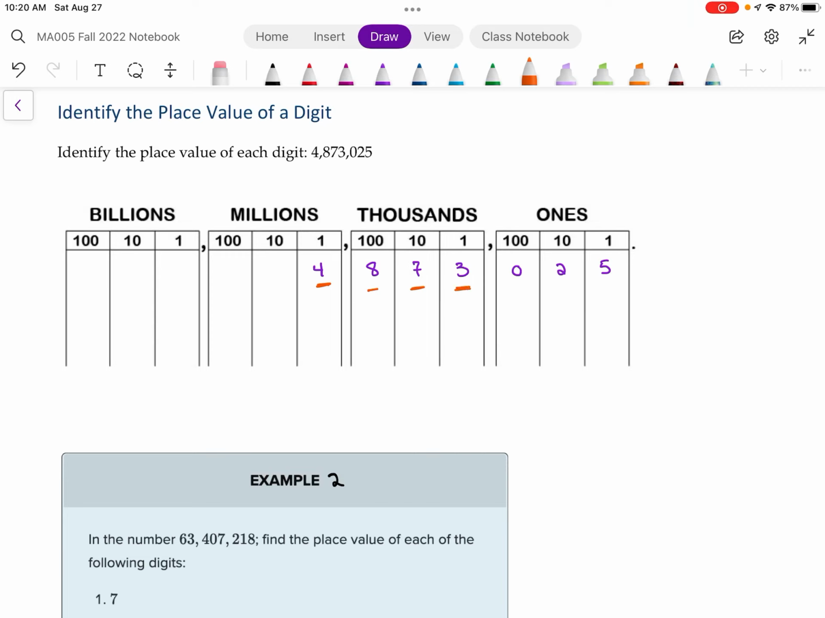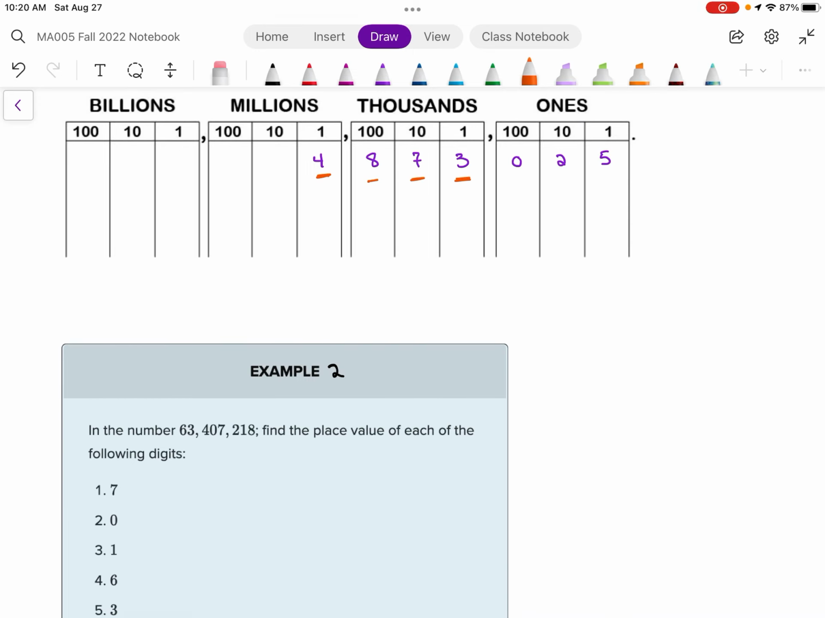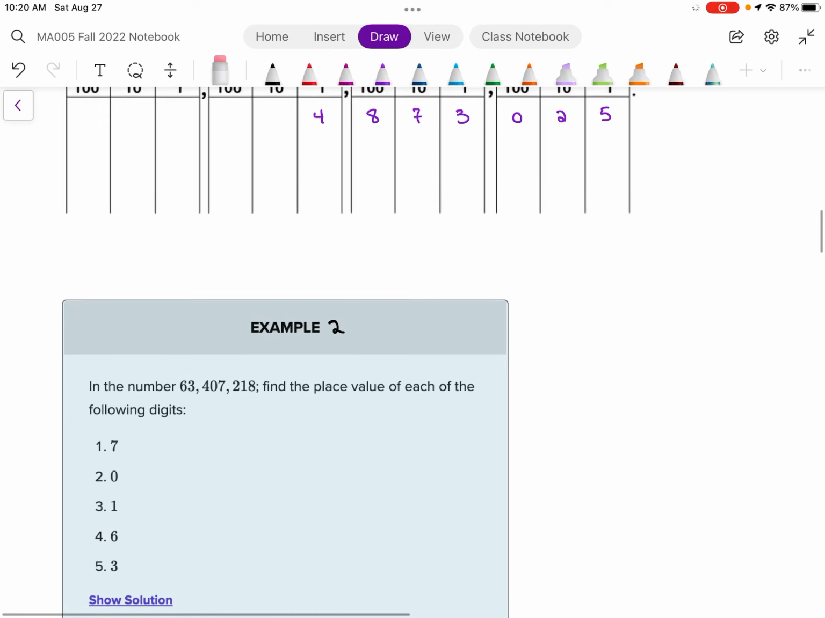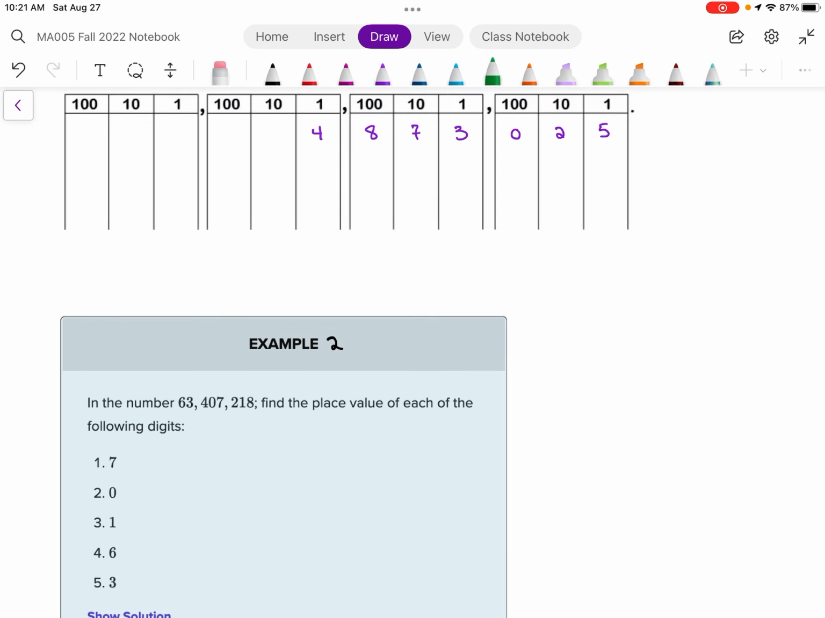This seems so simple, but lots of times we've never even thought about this. So it's good to know because you need to know how to name these and figure out what place value everything is in. Okay, so if we look down at example 2, they're asking us to find the place value of each of the following digits. It might be easier to not make a mistake if you use the chart. So you can just find a simple chart. You can use the one here in the template if you're in my class and have access to this OneNote. So we've got 63,407,218, and we want to know what place value the 7 is in.